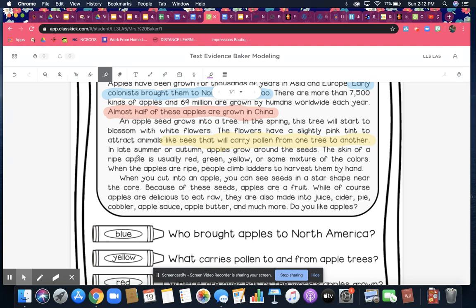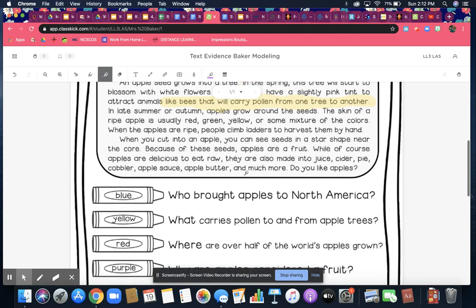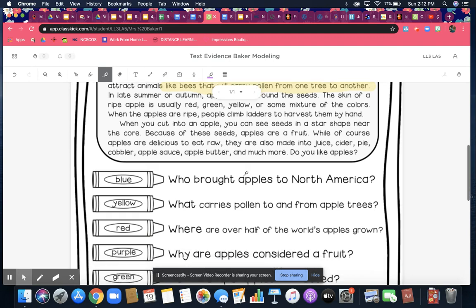The skin of a ripe apple is usually red, yellow, green, or some mixture of the colors. When the apples are ripe, people climb ladders to harvest them by hand. When you cut into an apple, you can see seeds in a star shape near the core. Because of these seeds, apples are a fruit.